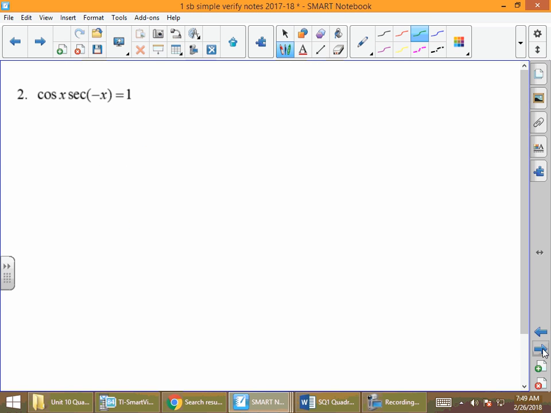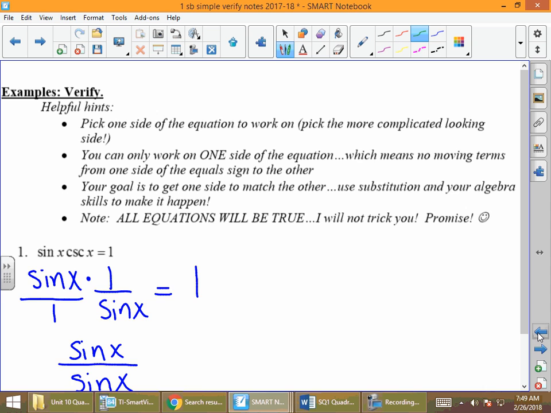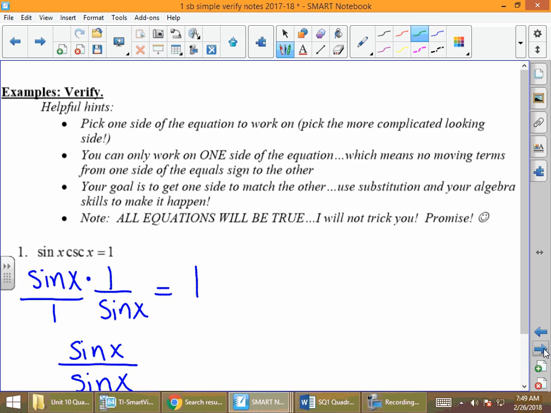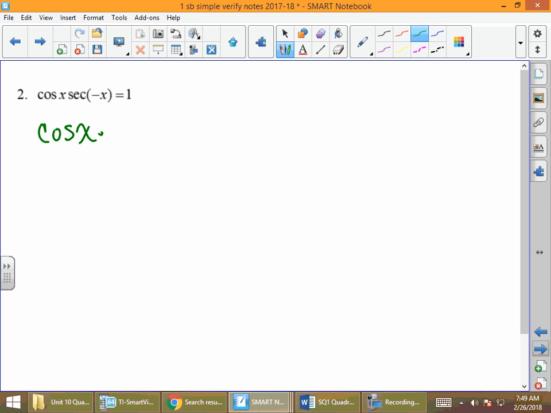Problem number 2. We have to use an even-odd identity because we have the secant of negative x. When we start, there's nothing that we can do with cosine of x. But for secant of negative x, if we look back at our even-odd identities, the secant of negative theta is the same thing as secant of theta. So we're going to turn that into secant of x for our first step. Then our second step is that we're going to use our reciprocal identities. So we've got cosine of x, and then secant with the reciprocal identity is 1 divided by cosine of x.